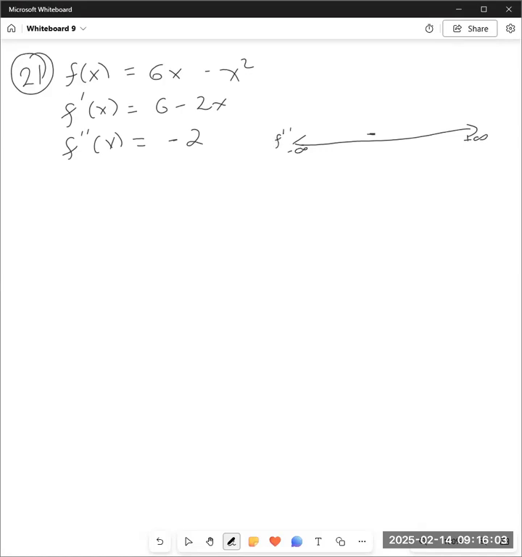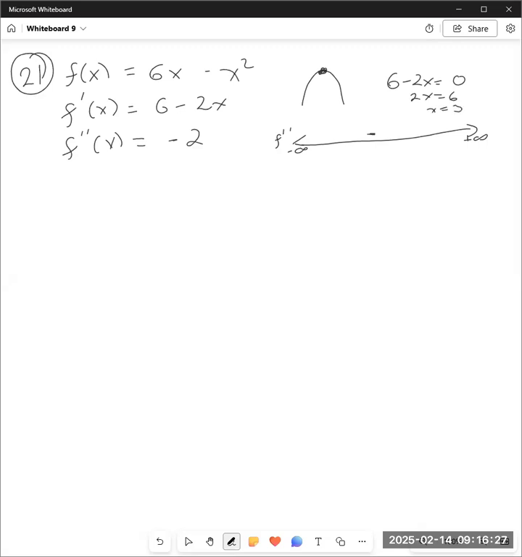And what that tells me is if I'm on a concave down piece that looks like this, any critical number of the first derivative is going to have to represent a maximum point. So let's go back and find that critical number. 6 minus 2x is equal to 0. 2x is equal to 6. x is equal to 3.